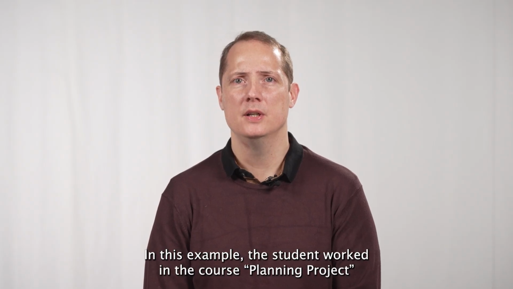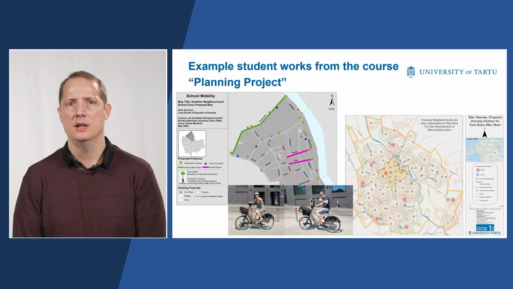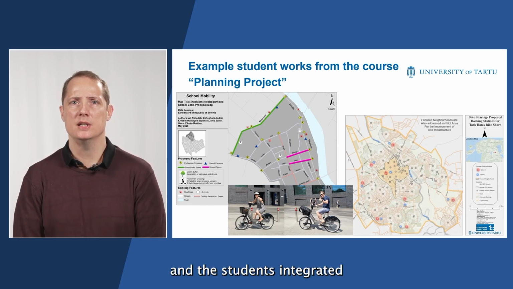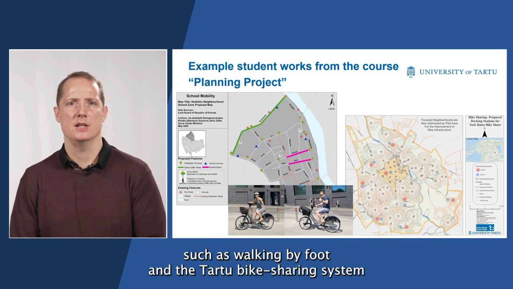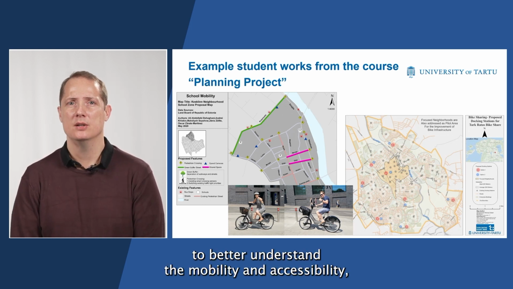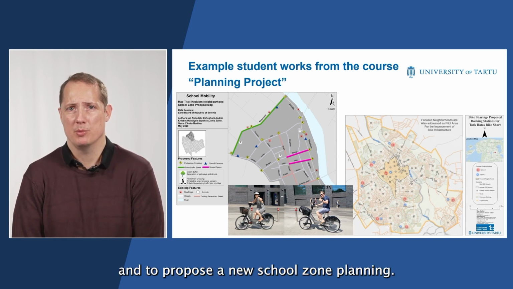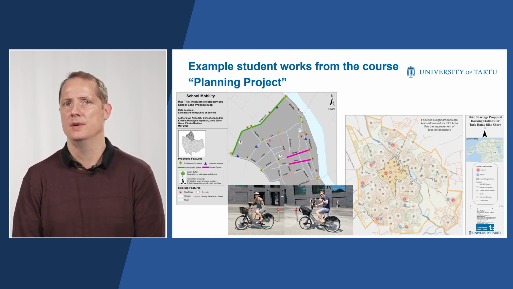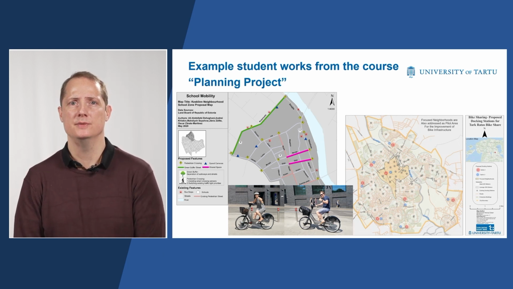In this example, the student worked in the course Planning project, and the students integrated urban data sets and various mobility modes, such as walking by foot and the Tartu bike sharing system, to better understand the mobility and accessibility, and to propose a new school zone planning. They were also invited to present the outcomes to the Tartu City Council.